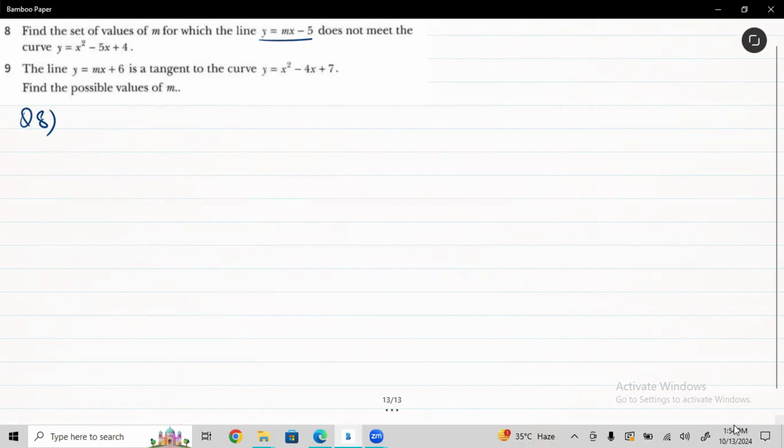does not meet the curve y is equal to x squared minus 5x plus 4. So when they do not meet, there's only one situation when the curve is not going to meet the line. And that's when the discriminant b squared minus 4ac is less than 0. So that's what we will be using in our equation.